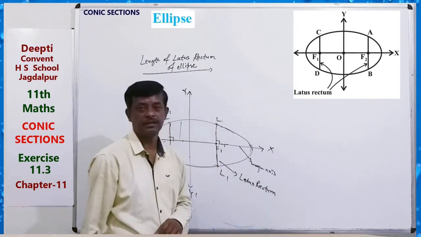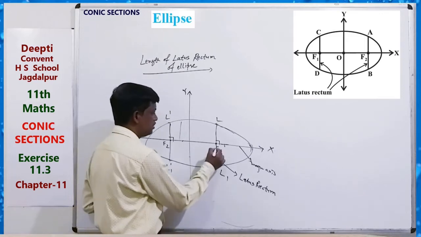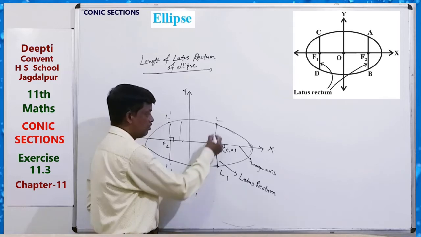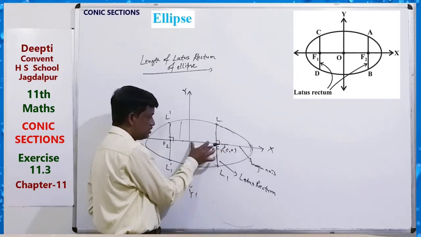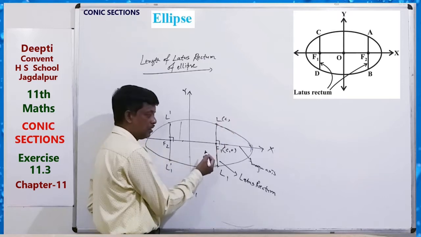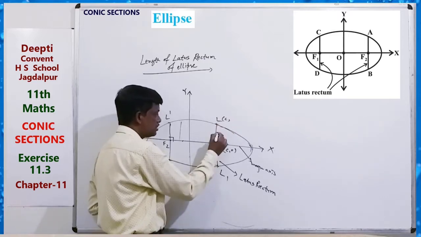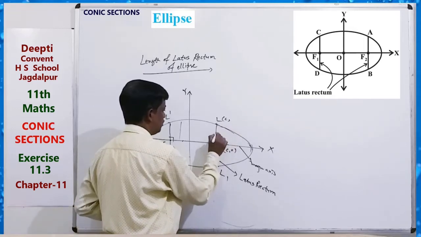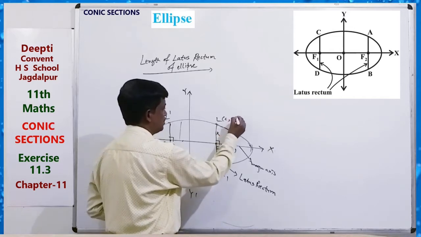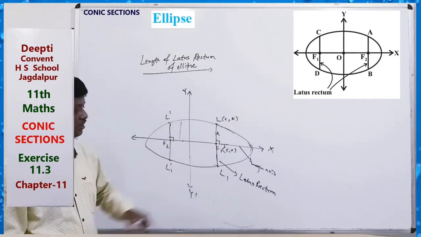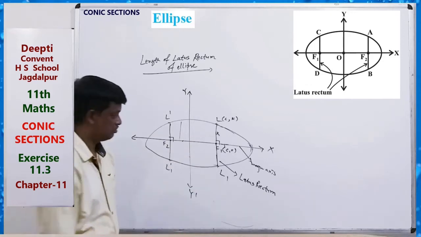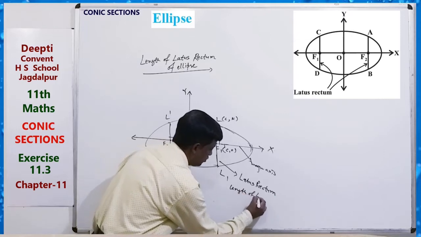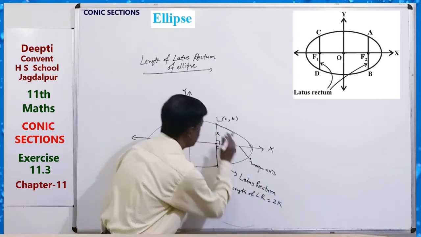Now we have to find its length. Suppose this coordinate is C, and this distance we don't know, so suppose it is K. So the point is (C, K). This is length K, then 2K will be the length of the latus rectum. So the length of the latus rectum equals 2K. Now we have to find K.